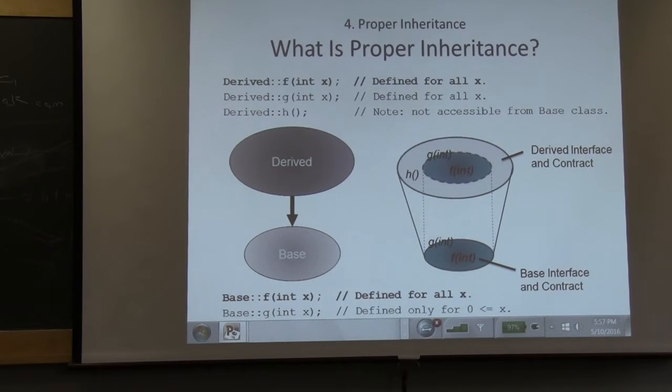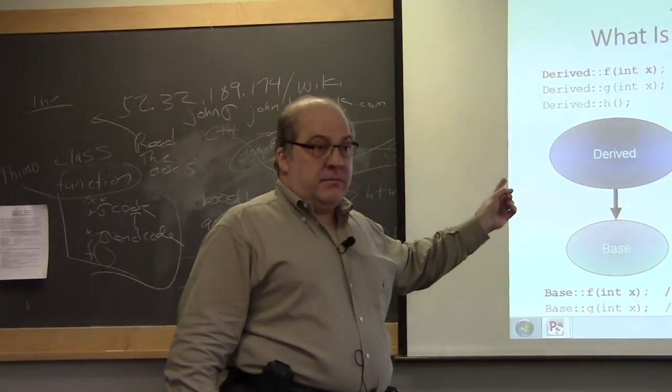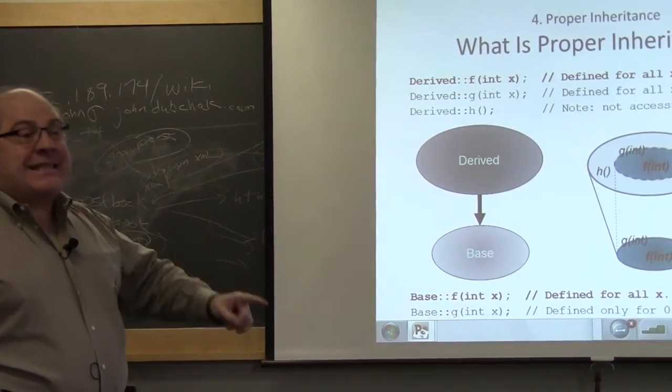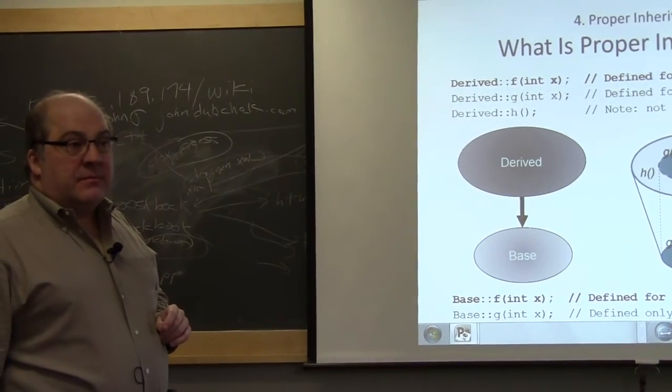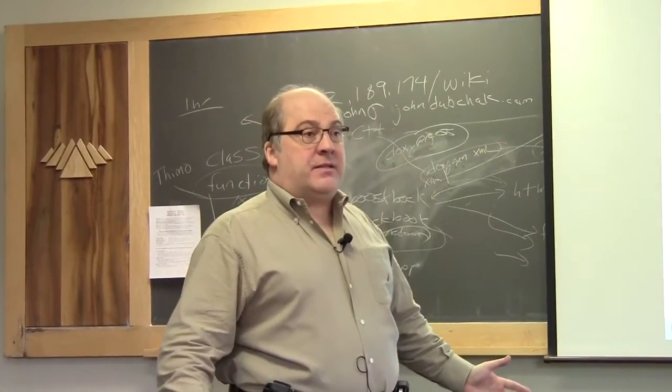So let's look at the function f. In the base class, it's defined for all x. So it must be defined for all x in the derived class, right? If it's not, it's a fat interface. If f is defined for all x in the base class and for only non-negative integers in the derived class, this is not proper, right? For each x, it does the same thing, base and derived. Does anybody feel like they're getting cheated here? They wanted to do something different. I don't know if this is so obvious or not.